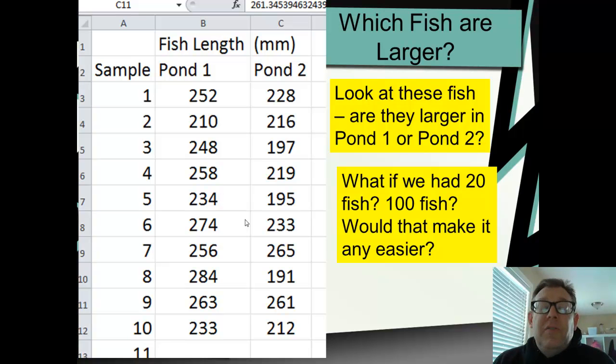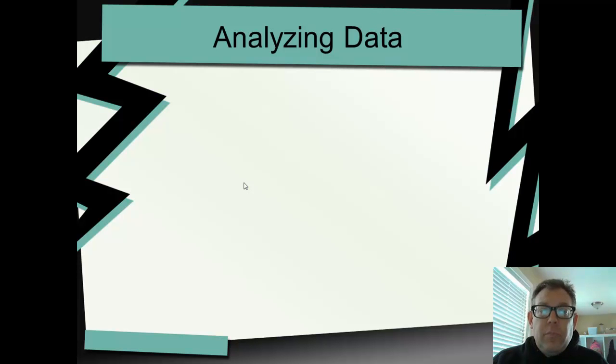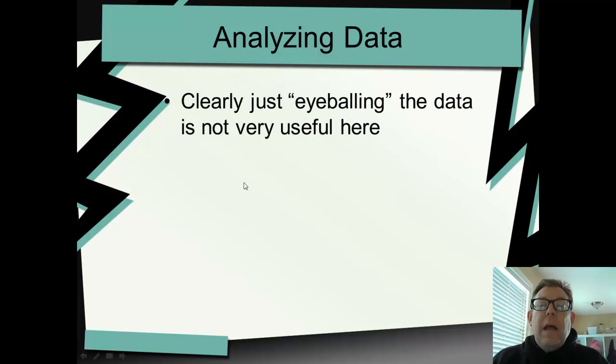But this is only a sample of 10 from each. What if we had 20 from each or 100 from each, which would be more typical? Would that make it any easier? No, it would make it harder. You'd have all these numbers, all this raw data that you're eyeballing, that you're scanning, trying to decide which one has the larger fish, and it's not very easy. Eyeballing the data is not very useful here. It won't help us make a decision about the null.